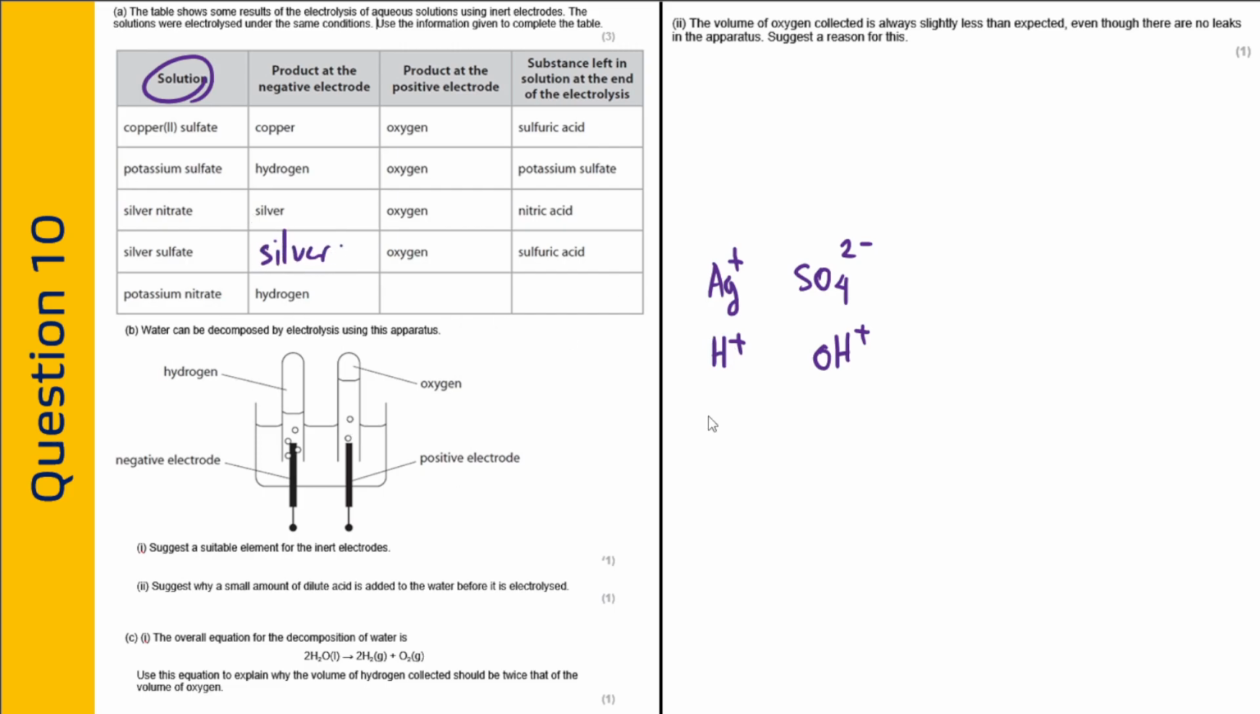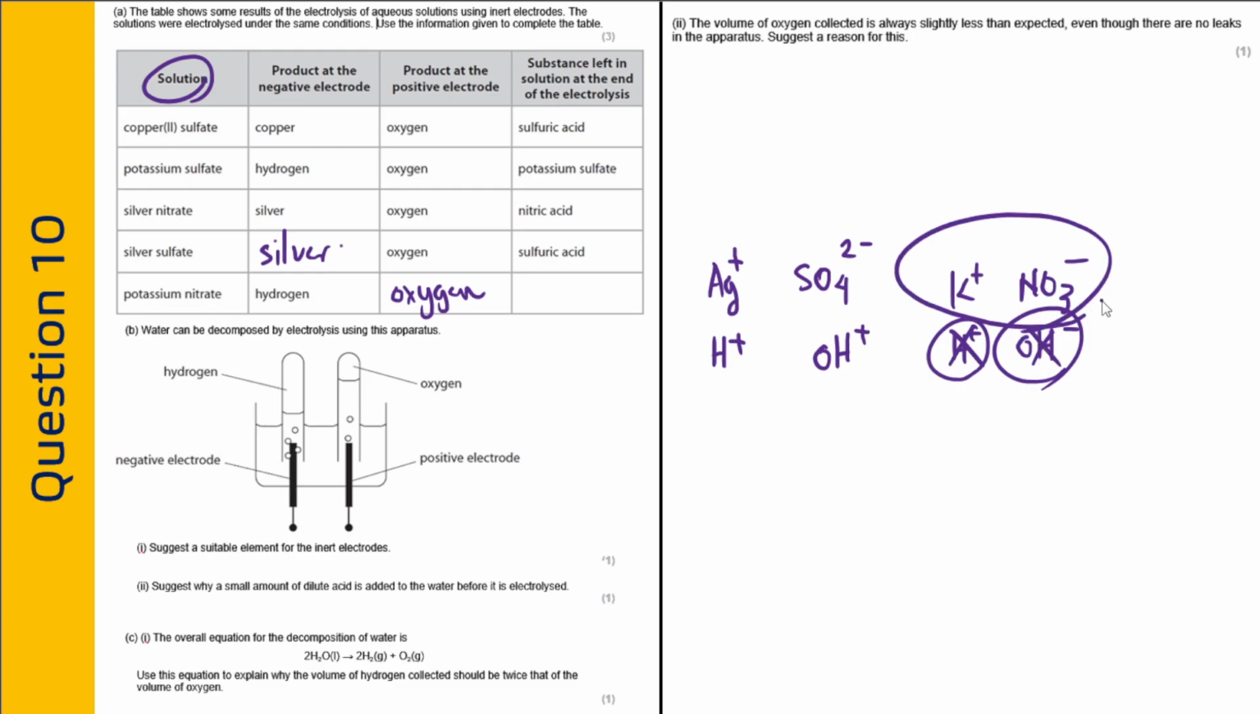For potassium nitrate, which is K+ and NO3-, and solution, so H+ and OH-. So H+ will be produced, and between these two, which one is it? It's going to be OH-, right? So since OH-, it's going to be oxygen. The substance which is left, so it's asking about the remaining solution: hydrogen will be gone, OH- will be gone, so we are left with K+ and NO3-, which will allow us to have simply KNO3.